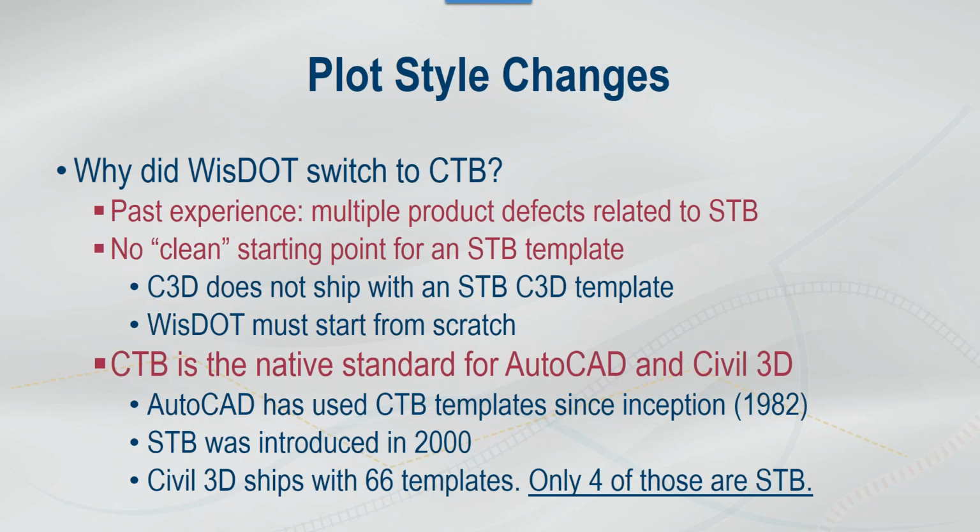Civil 3D currently installs with 66 different templates. They include templates for Civil 3D, AutoCAD, Map 3D, and various plan production templates. Of those 66 templates, only 4 of them are STB. And of those 4, all of them are specifically intended for AutoCAD, not Civil 3D.